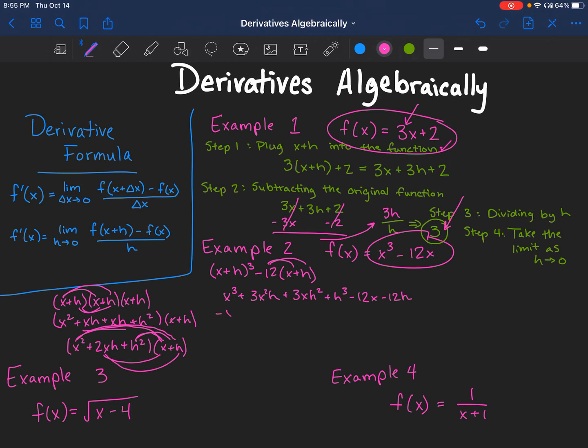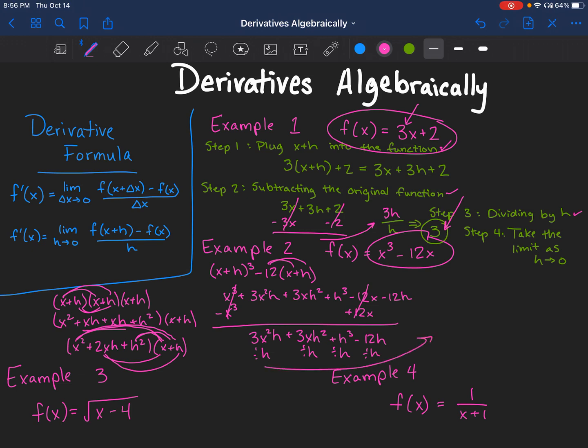Here's my original function. So if I subtract x cubed and I subtract negative 12x, so I'm actually going to add 12x in here, those things should cancel. Okay, that's going to leave me with 3x squared h plus 3xh squared plus h cubed minus 12h. That was step 2. Step 3, divide everything by h. So divided by h, divided by h, divided by h, divided by h.